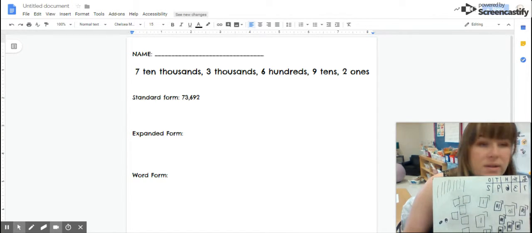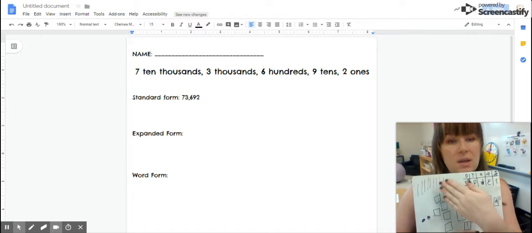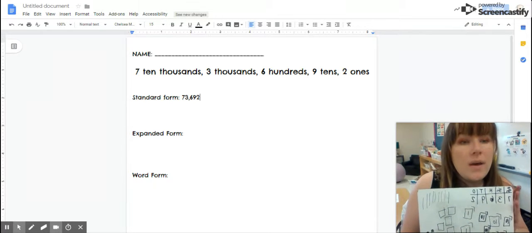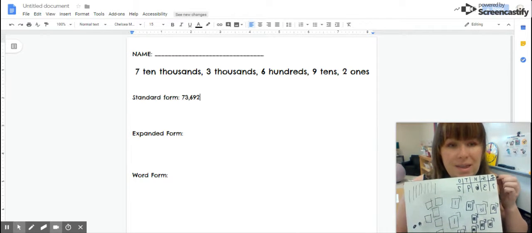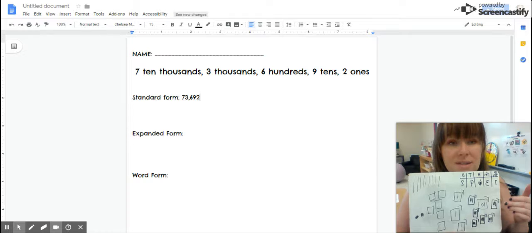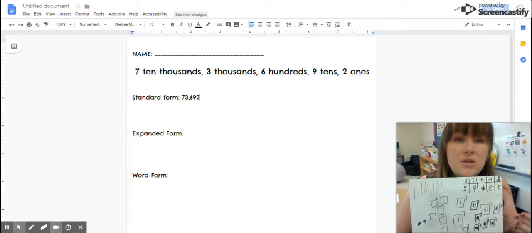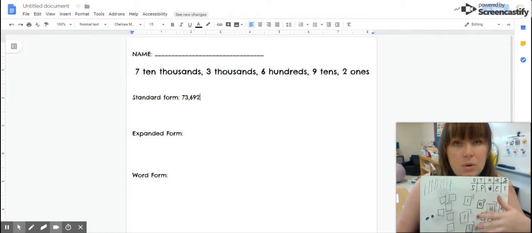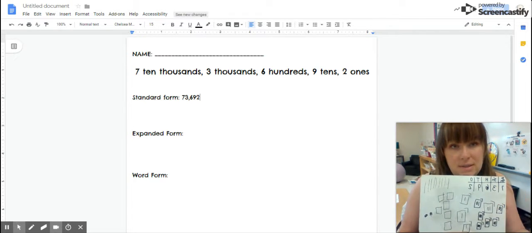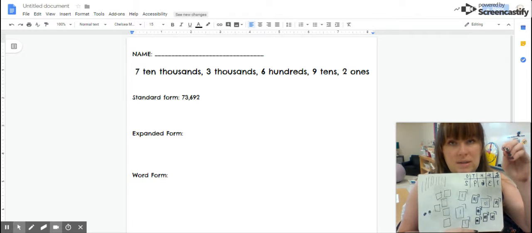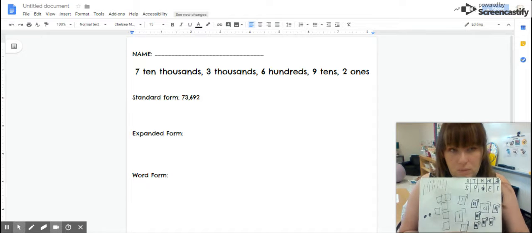Now that I'm ready to do expanded form, what I'm going to do is just count each group, and that's going to help me find the value, because remember, value is how much the number's worth. So a 7 in the 10,000s place means we need to count by 10,000s 7 times. And remember, when you count by 10,000s, it's just like counting by regular tens, where you would go 10, 20, 30, 40, 50, 60, 70. Except this time, we're going to say 10,000s, 20,000s. We're going to count all 7.